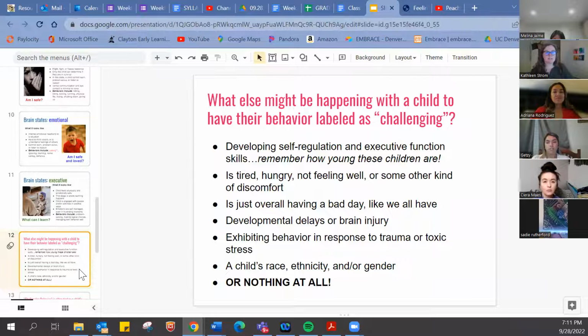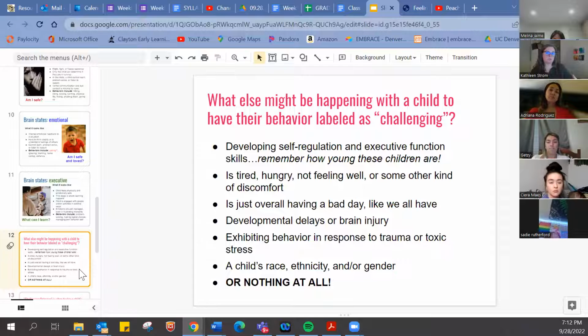Maybe a child is exhibiting intense emotional behavior because they're tired or hungry or not feeling well or some other kind of discomfort, meaning that they have an unmet need. Remember how we talked about, I think the first week or so, that babies cry because they have an unmet need. They're communicating to you that they need help with their unmet need.